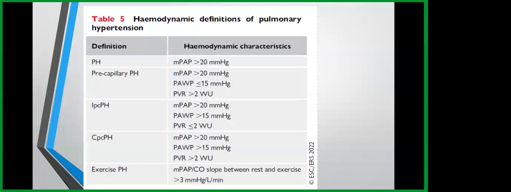Okay, so what differentiates is that the wedge pressure is still elevated, giving you an idea that the LV diastolic pressure is elevated, so it's coming from the left heart. Okay, but this time around, the pulmonary vascular resistance is more than 2 Wood units. Okay, I've talked about the exercise one.